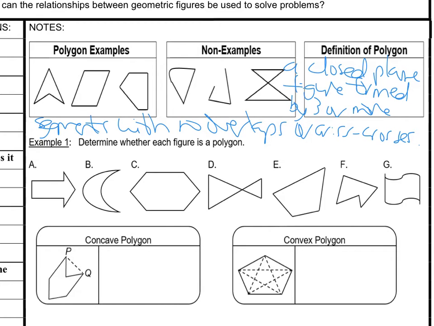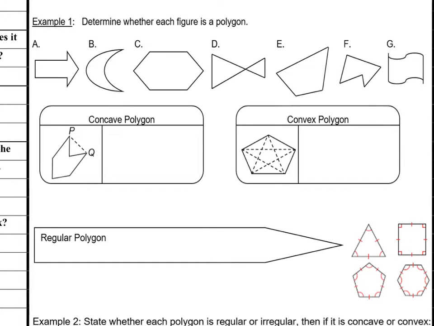So number one says, determine whether each figure is a polygon. A is yes. It has 7 sides, so a 7-sided polygon is called a heptagon. B is no. Remember, a polygon is formed by segments, so it shouldn't have any curves. C is yes. Notice it's a polygon with 6 sides, so it is a hexagon. D is no. We cannot have any crisscross.